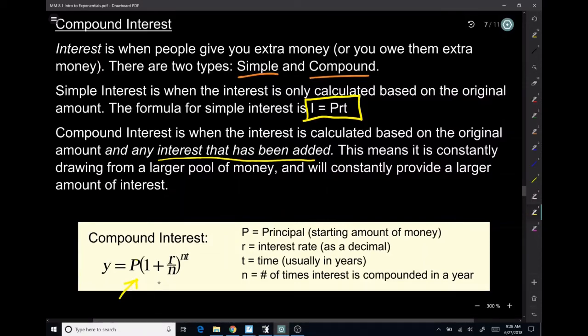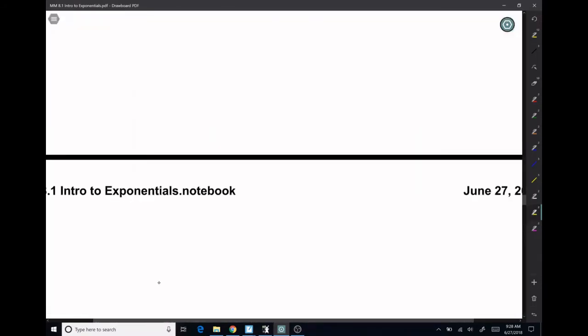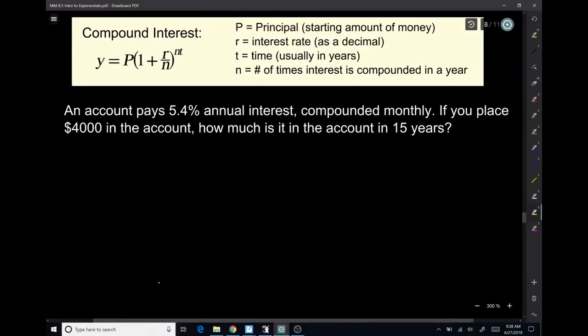When you have compound interest, you're going to use this formula. P stands for your principal, your starting amount of money. R is your interest rate, written as a decimal. N is the number of times you compound in a year. That's the one that tends to cause people the most issue. And then T is just time in years. Let's do an example.